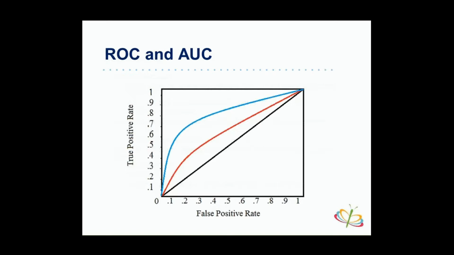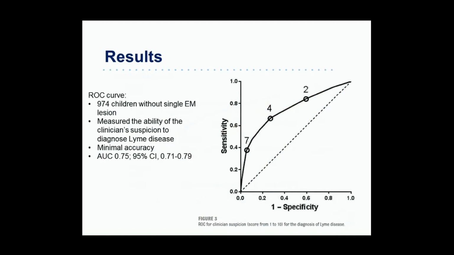So specifically for our ROC and area under the curve, the ROC was used for the analysis of 974 children without a single EM lesion. They measured the ability of the clinician's suspicion to diagnose Lyme disease. What they found by comparing the true positives and the false positives was that in the absence of erythema migrans, clinician suspicion was minimally accurate in diagnosing Lyme disease. Specifically, our AUC was 0.75, which qualifies it in the fair range.